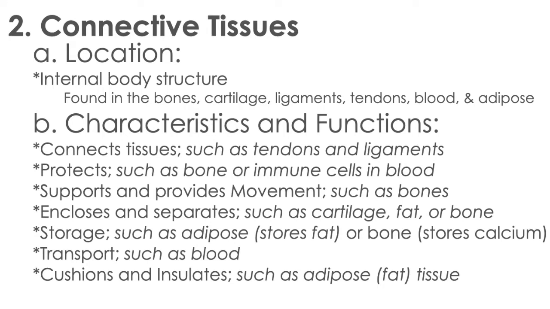The fat will separate maybe different layers of different tissues, maybe from a certain system, maybe from the integumentary, separating that from the muscular system. And we have storage, specifically the adipose tissue, we said stores fat, which is described as a lipid. We have transport, specifically in the blood, and then we have cushioning and insulation, as we said, with the adipose fat tissue.